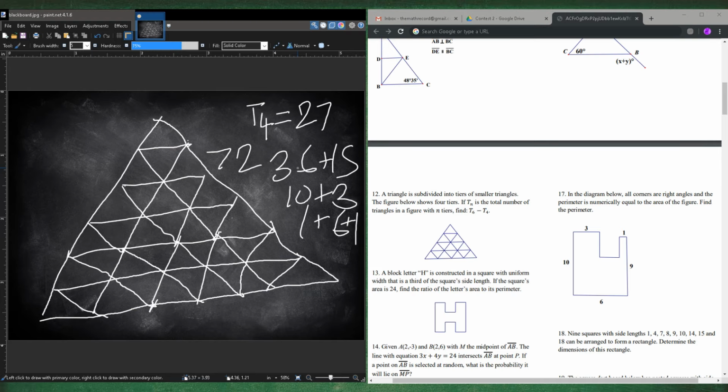And now we just need to find T6 minus T4, which is equal to 45. Okay, I'm either missing some triangles or I don't know how to count. So 36 plus 15 plus 10 plus 3 plus 1 plus 6 plus 1 is equal to 72, right?